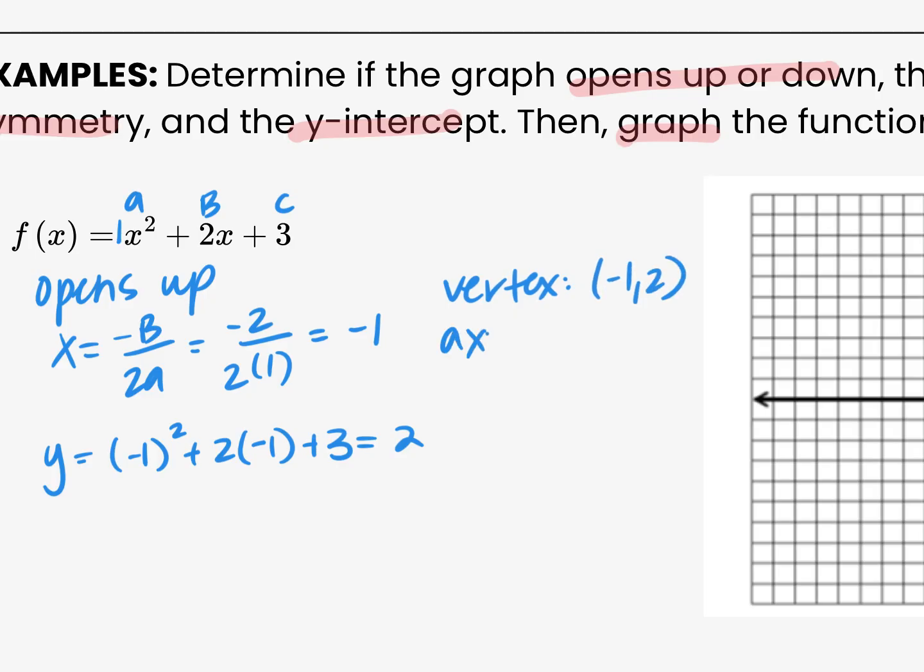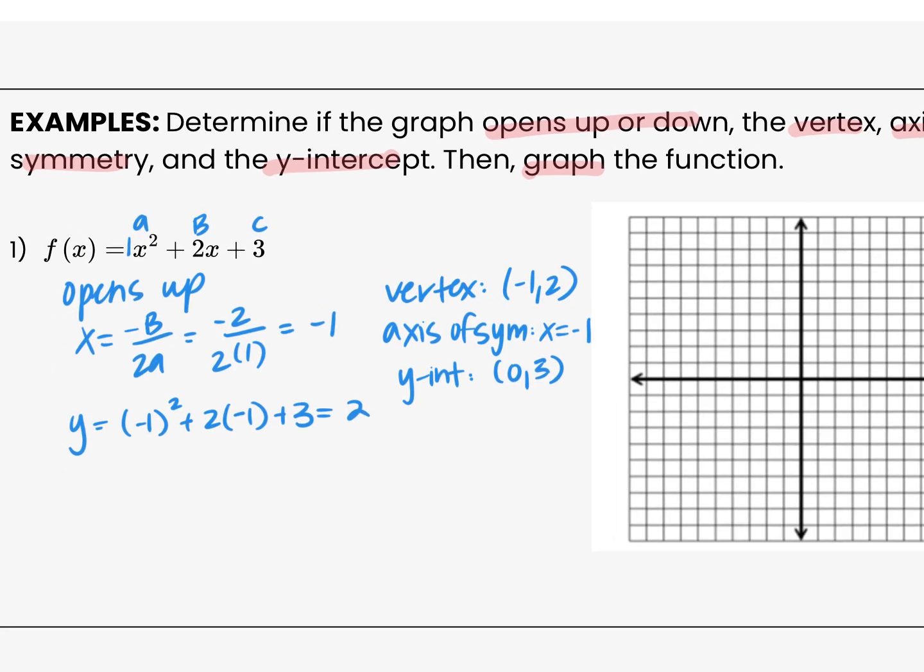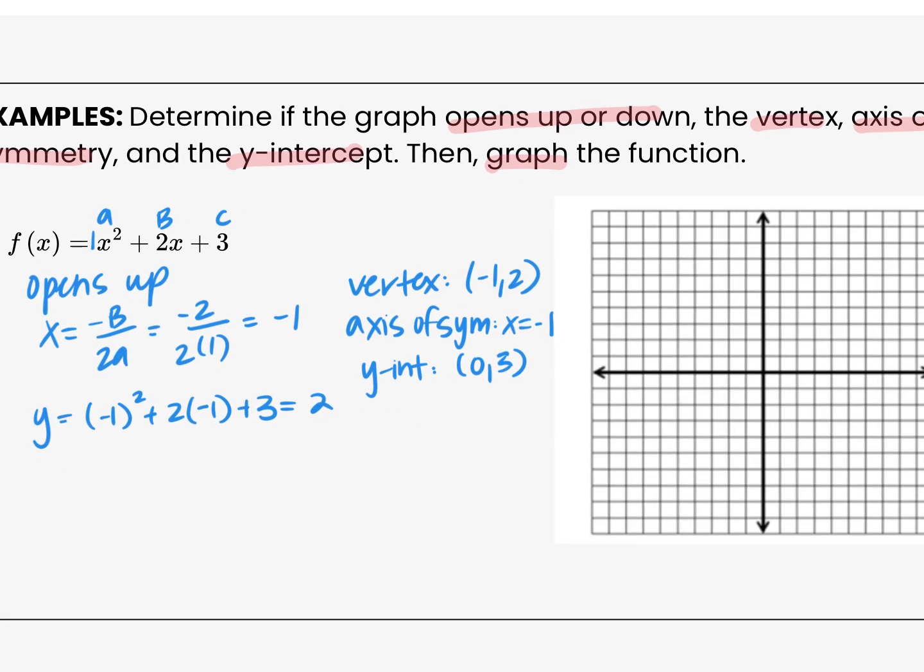That means my axis of symmetry, x equals negative 1, because it's still just the x value of the vertex. And then my y-intercept is 0, comma 3. Remember, I can plug in 0 for x to evaluate it, or I can just look at that c value, which is 3.